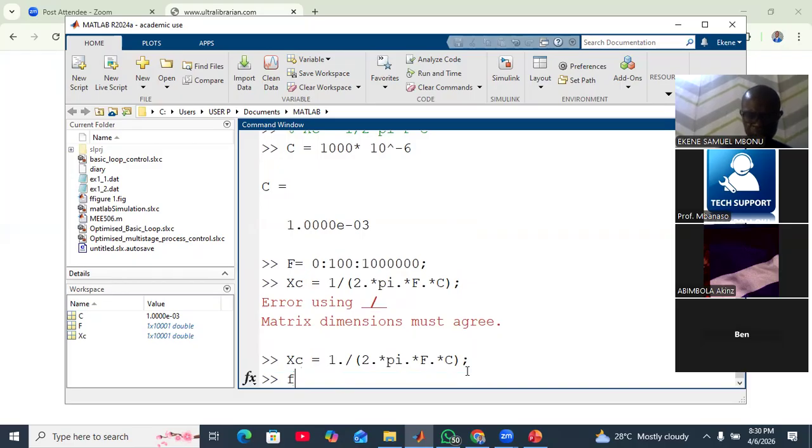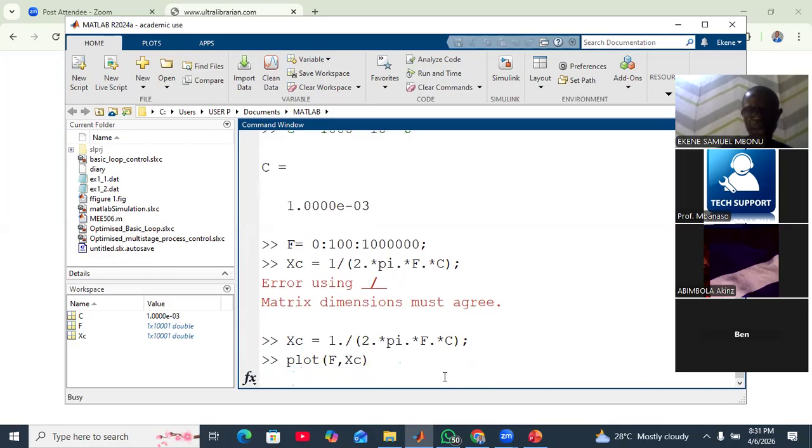We now say plot. We are plotting XC against F. So let F be on the horizontal and XC be on the vertical. And then we plot it. We wait for the graph to come up.